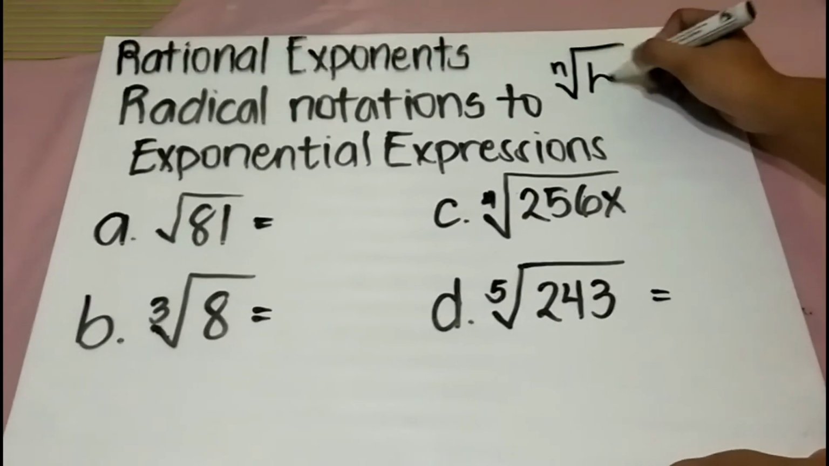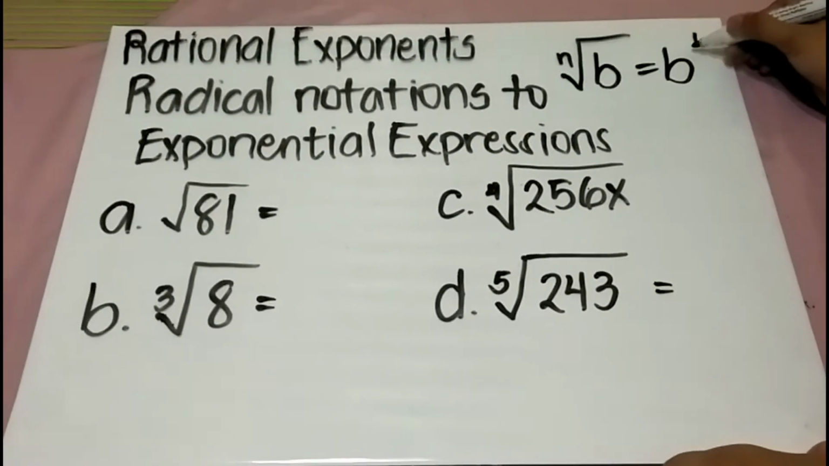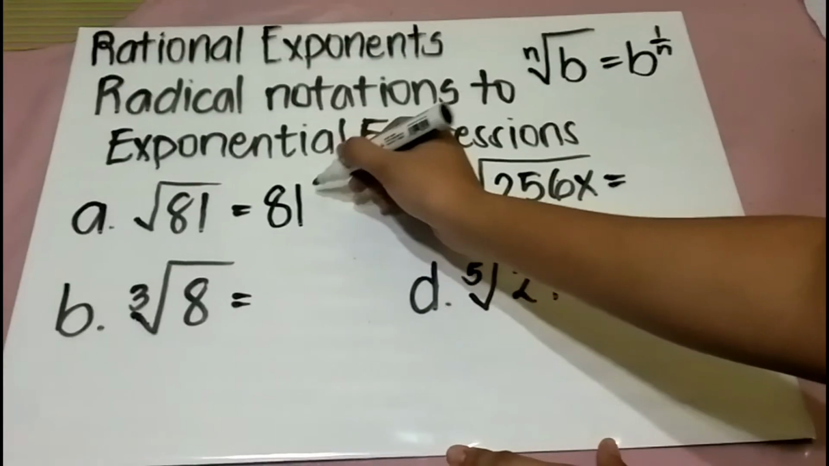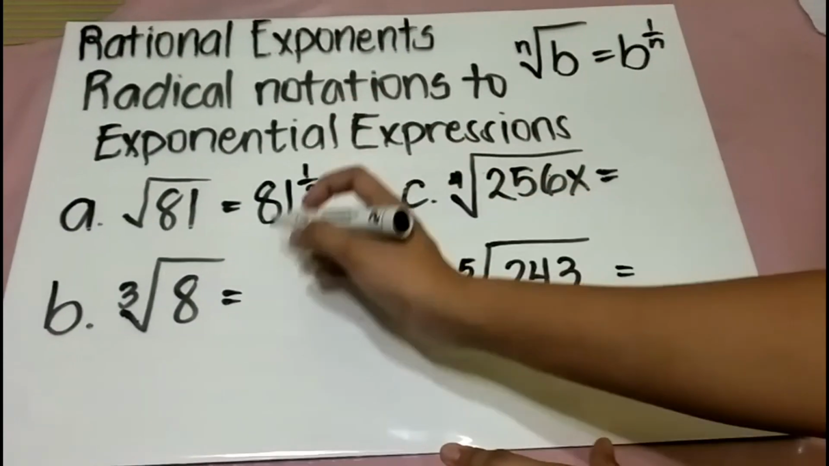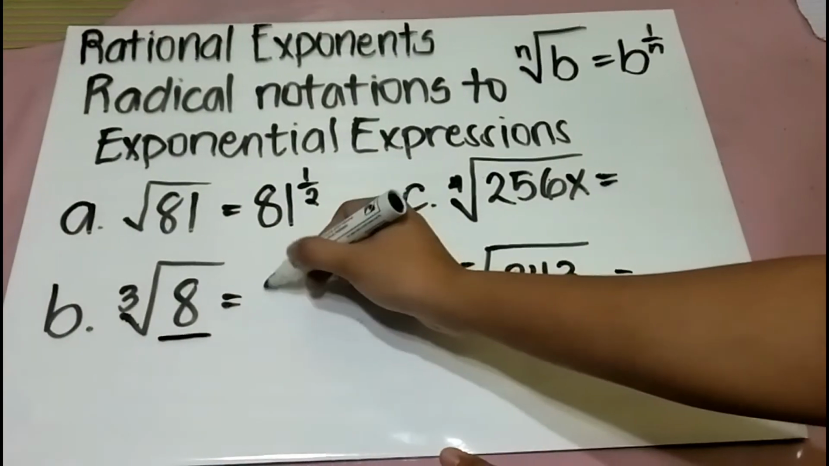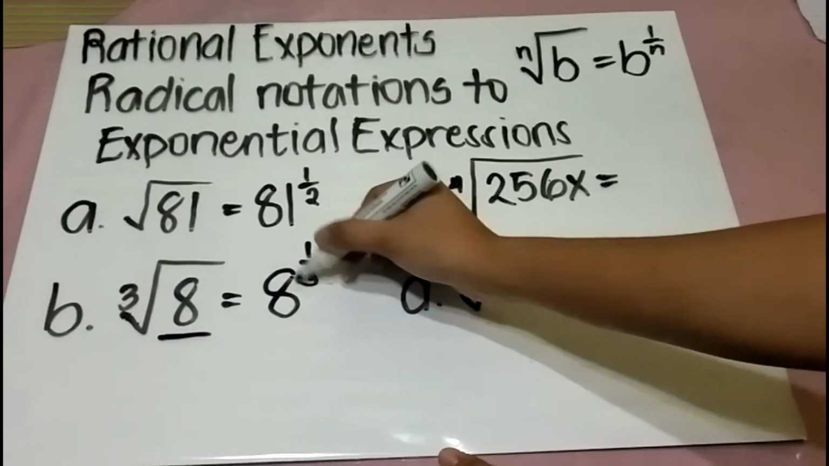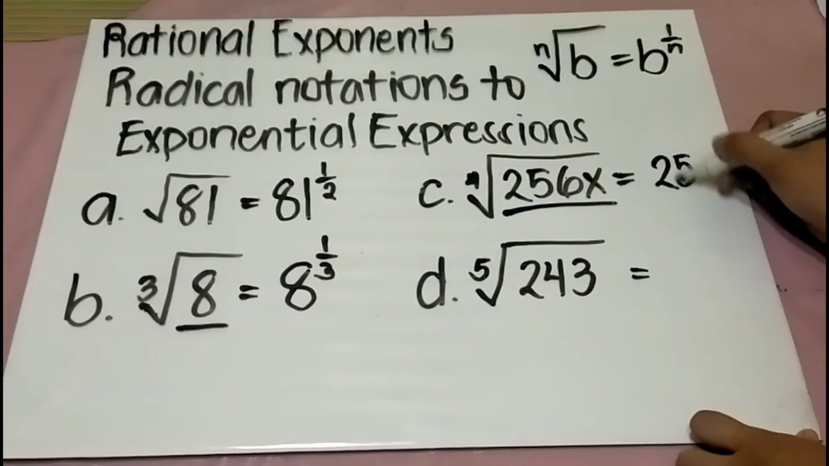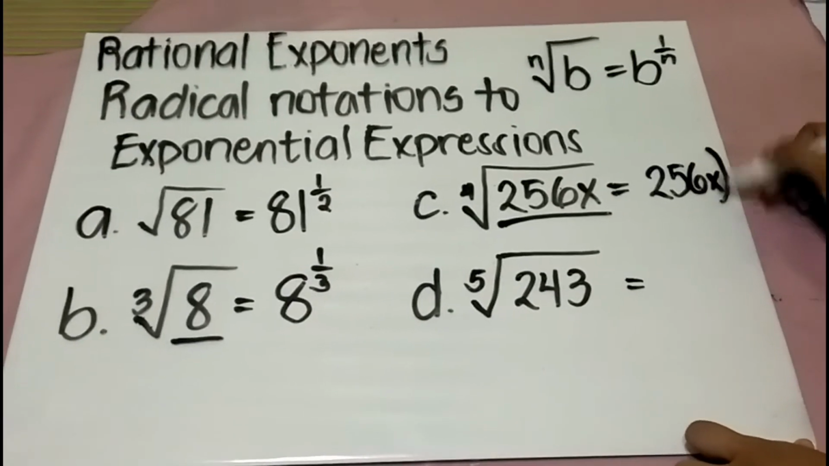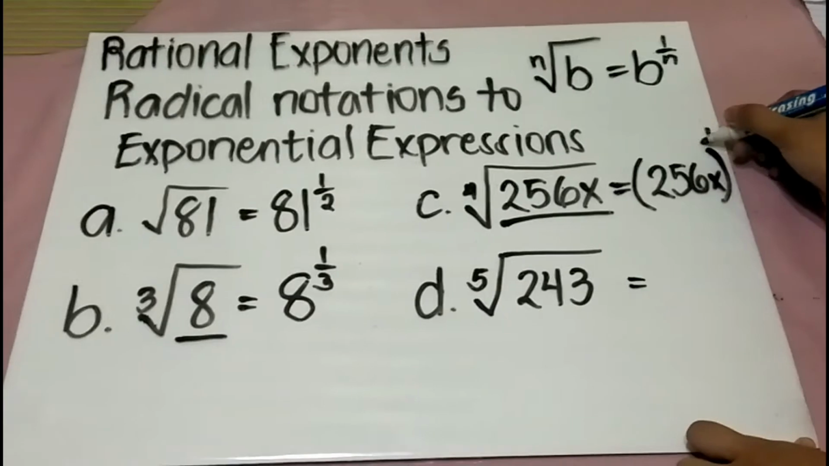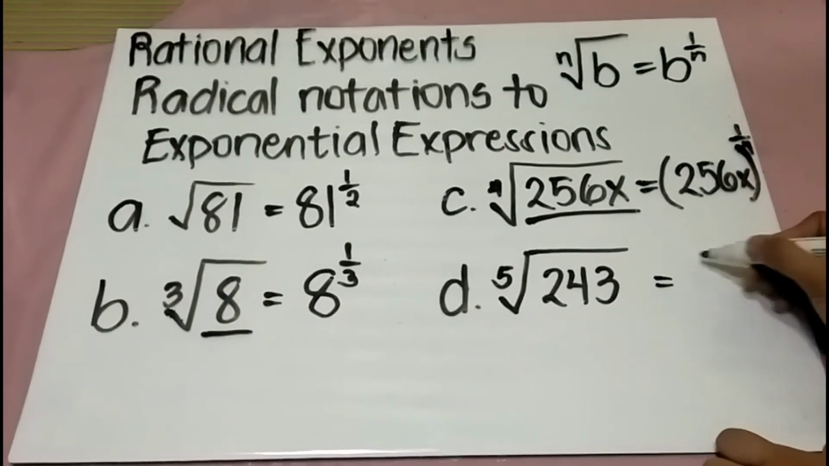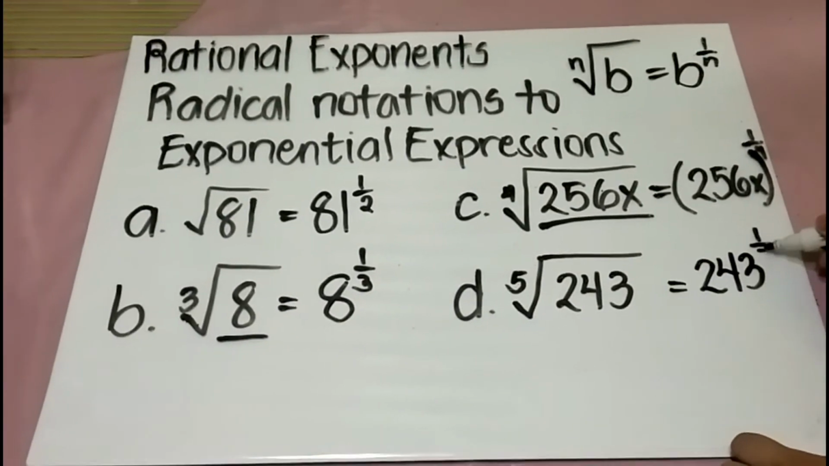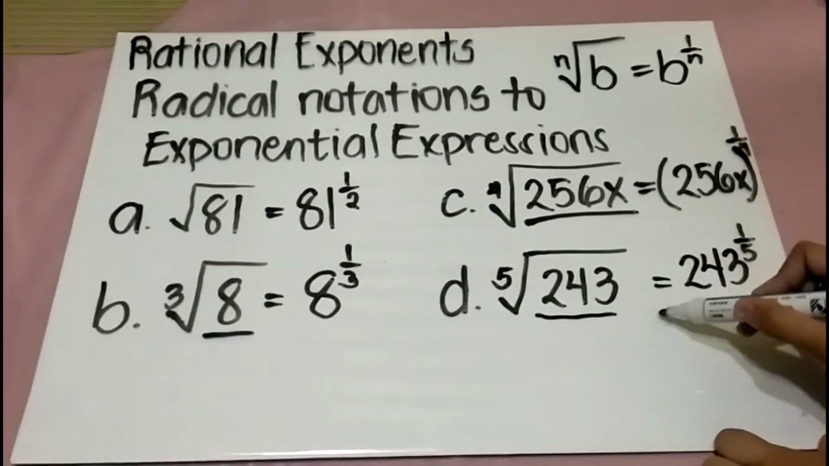Now, we will be using the nth root of b is equal to b raised to 1 over n. The square root of 81 is also equal to 81 raised to 1 over 2. The cube root of 8 is also equal to 8 raised to 1 over 3. The fourth root of 256x is also equal to 256x raised to 1 over 4. And the fifth root of 243 is also equal to 243 raised to 1 over 5.